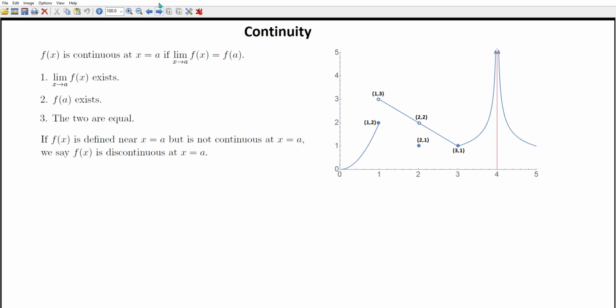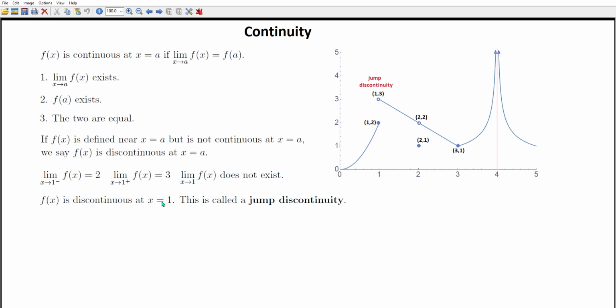Now to illustrate this, let's look at this graph. First, let's look around x equals 1. What we can see there is as we come in from below, the limit is 2. If we come in from above, the limit is 3. Those two aren't equal, so this limit does not exist. This means this function is discontinuous here, and this is called a jump discontinuity. And the name is pretty obvious. You have to jump from here to here.